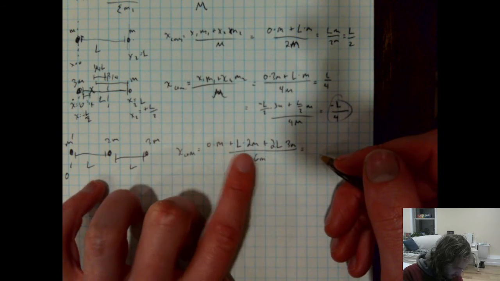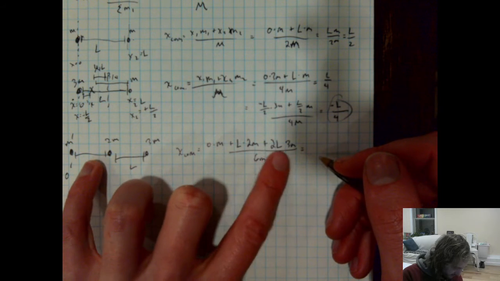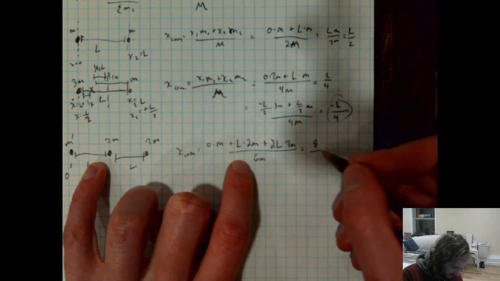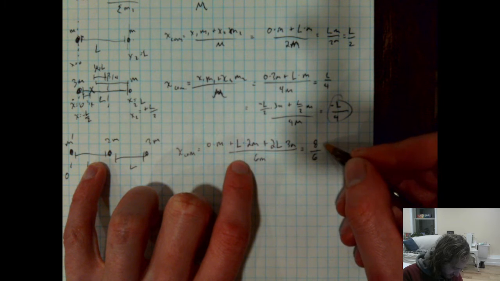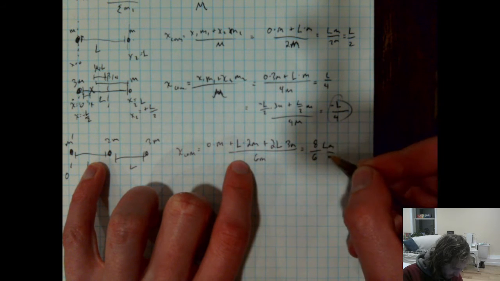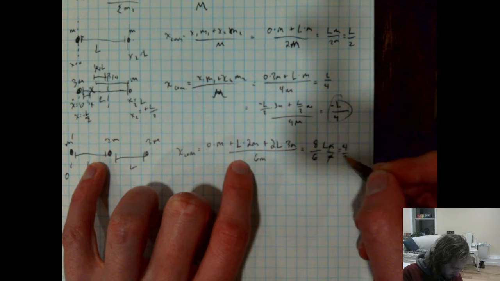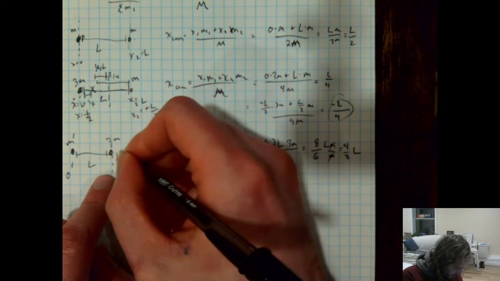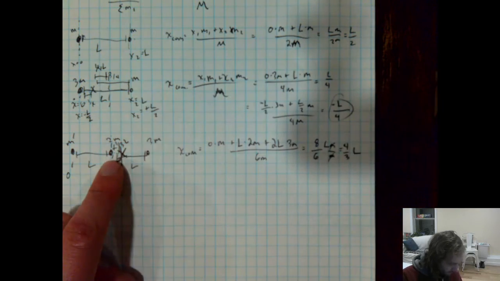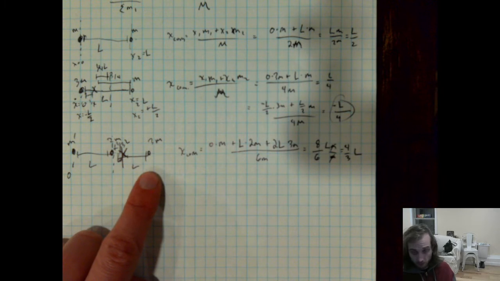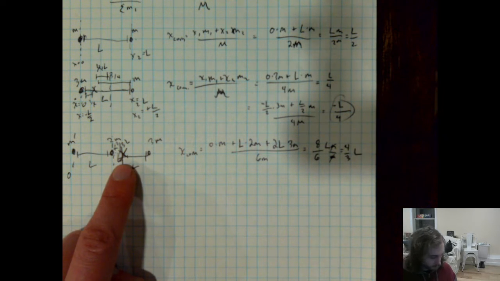Adding that all together, we'll get 2Lm plus 6Lm, which is 8Lm, so we'll get 8/6 Lm over m. So 4/3 of the way along, which puts us at 1 1/3, slightly to the right of the 2 mass, because there is more mass on the right. And so the center of mass will be closer to that.